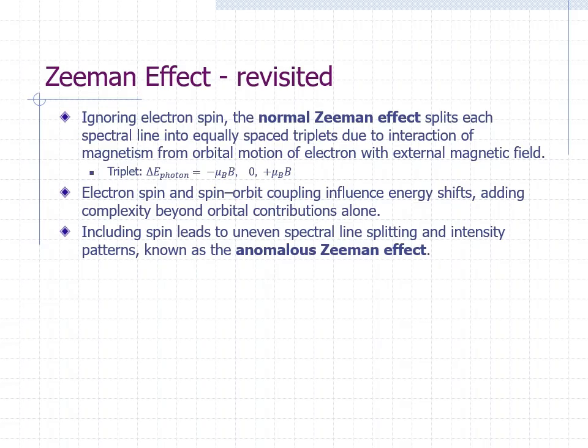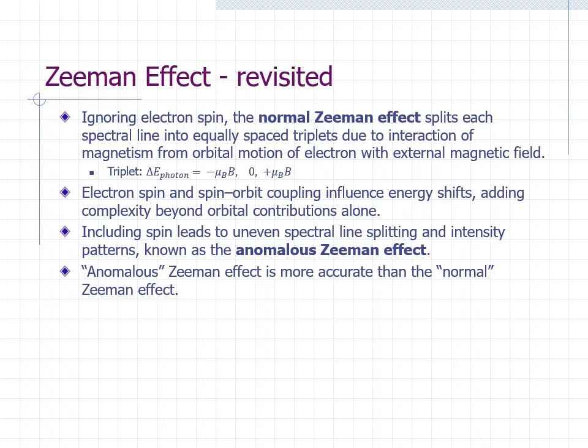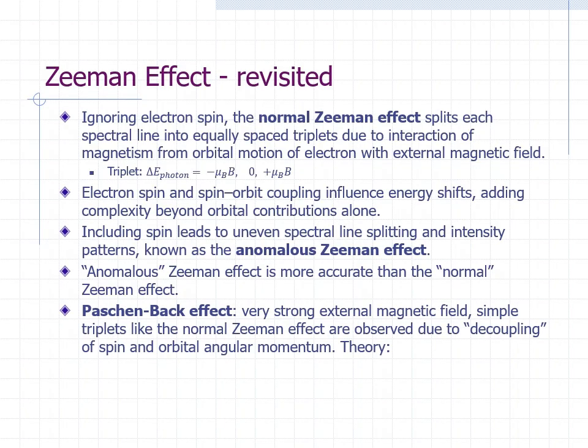Despite its name, the anomalous Zeeman effect is actually the more general and accurate description of reality. The so-called normal Zeeman effect is really just a simplified limiting case that arises when spin is neglected. One final comment about the Zeeman effect. At very strong external magnetic fields, the experimentally observed splitting of spectral lines again shows triplets, similar to the normal Zeeman effect. This is called the Paschen-Back effect, and it is due to what is referred to as the decoupling of spin and orbital angular momentum.